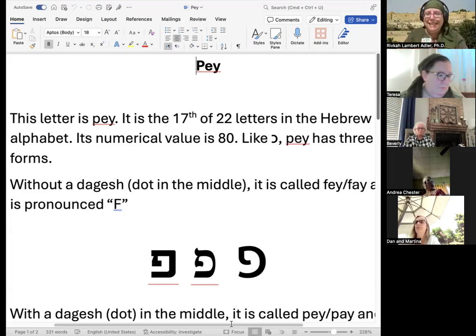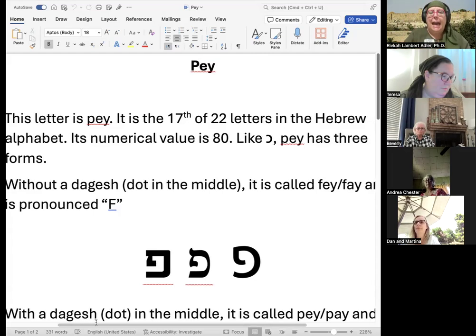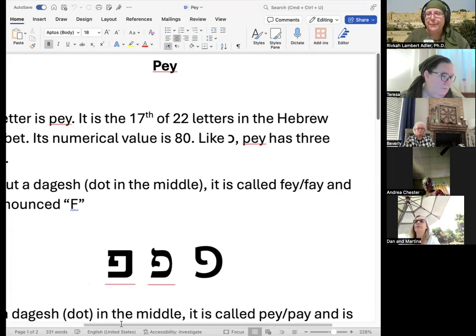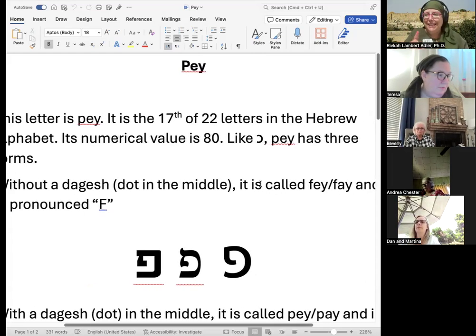Okay, so today's letter is the letter Pei, which is the 17th of 22 letters, and its numerical value is 80. Now, we have seen a letter before, the letter Chaf, that has 3 forms: without a dagesh, with a dagesh, and a final form. So let's go through it, okay?